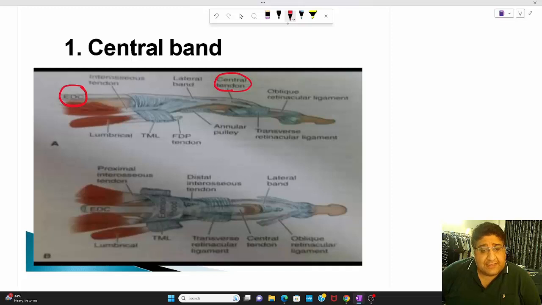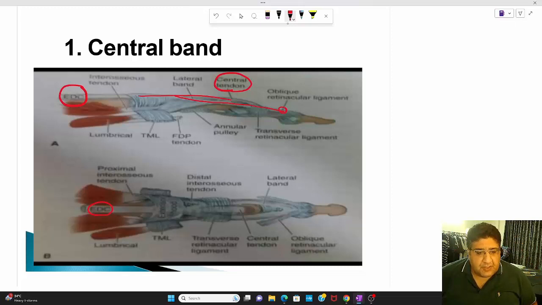Since you're looking at the finger from the lateral view, you can see that not only does this EDC give a central slip, but it also gives the lateral band on the right side. Of course, it is going to give you the lateral band on the right side, plus a lateral band on the opposite side also, but these are going to get inserted onto the base of the distal phalanx.